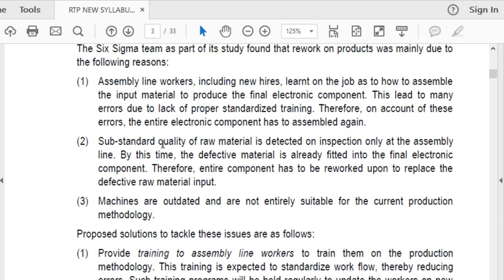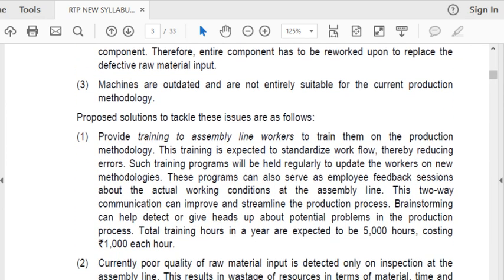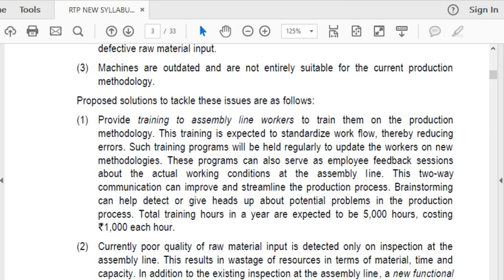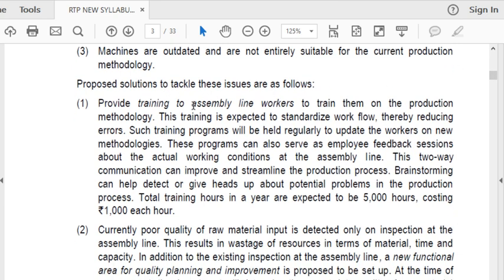Pretty bad. Substandard quality of raw material is detected on inspection only at the assembly line. By this time, the defective material is already fitted into the final electronic component. Therefore, the entire component has to be reworked to replace the defective raw material input. And the last one is that machines are outdated and are not entirely suitable for the current production methodology. Okay, so they have identified the problems as per Six Sigma and they have given the solution as well. Right, let's look at the solution.